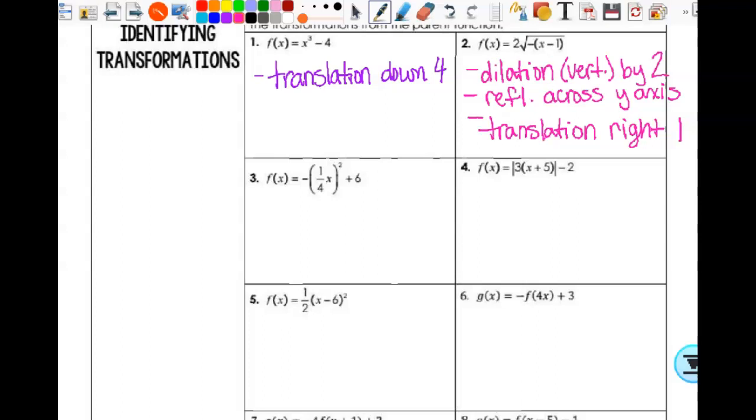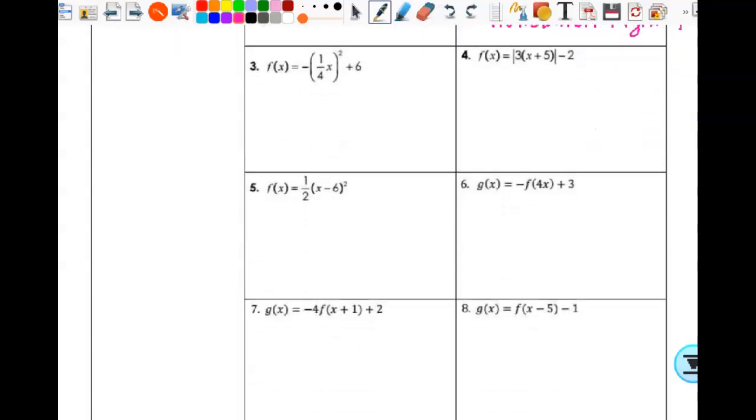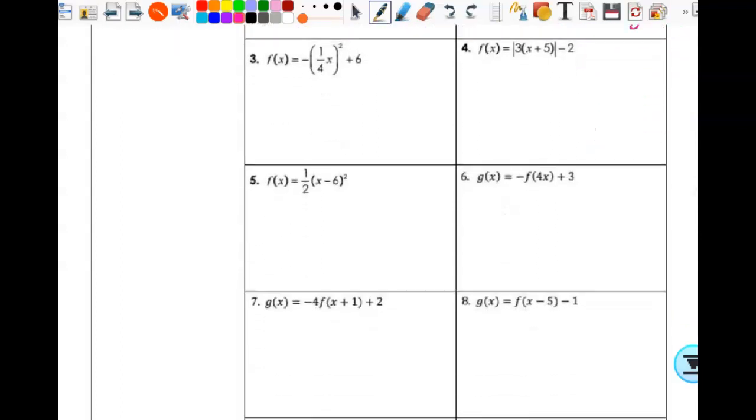How many transformations do I have in number 3? 3. Very good. I have the negative, the 1/4, and the 6. I'm going to make 3 little things so I don't mess them up here. This is a quadratic, so got something squared there. That negative sign, if I'm multiplying by a negative, I know I'm going to reflect. So I'm going to reflect across something.